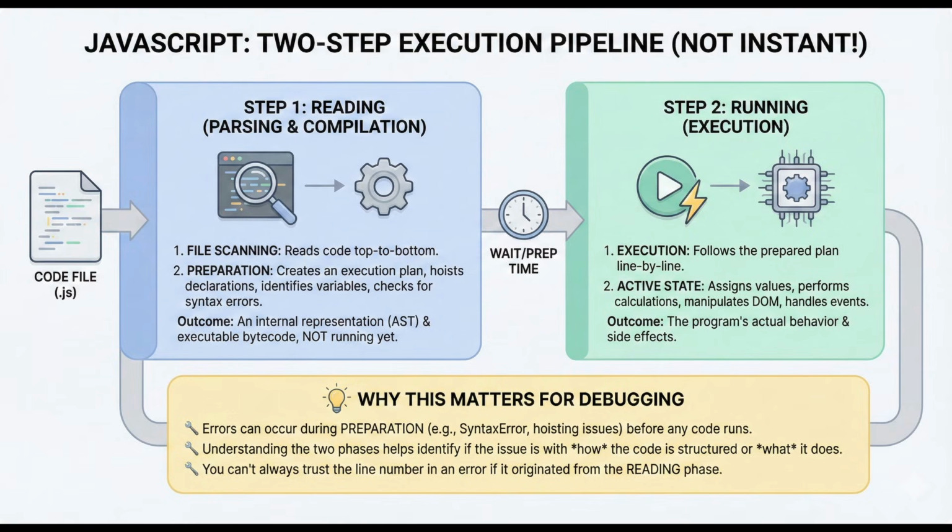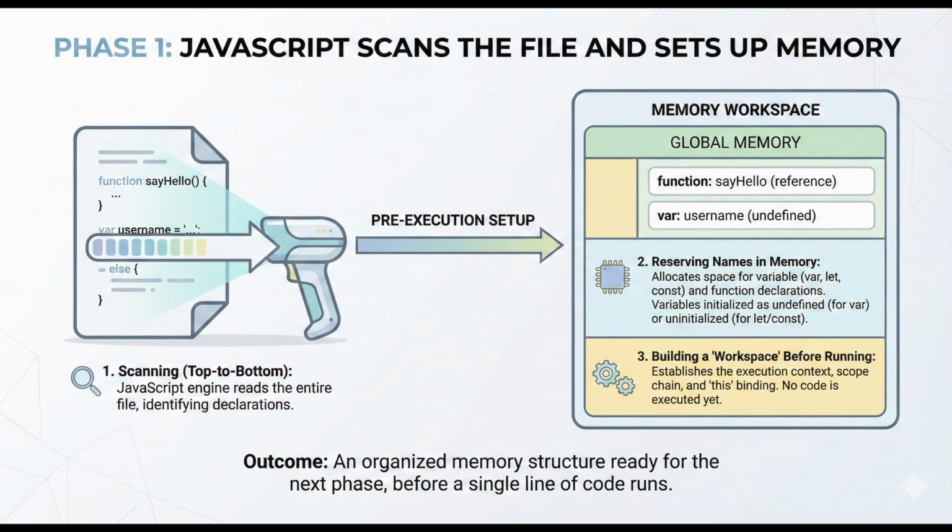Now, during this first scan, JavaScript creates something called memory. This memory is used to store information about functions and variables. This phase is often called the memory creation phase, but don't worry about names. Focus on what actually happens. When JavaScript sees a function declaration, it stores the entire function in memory, not just the name, but the full function definition. This is why functions behave differently.